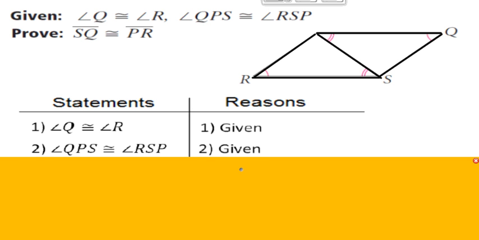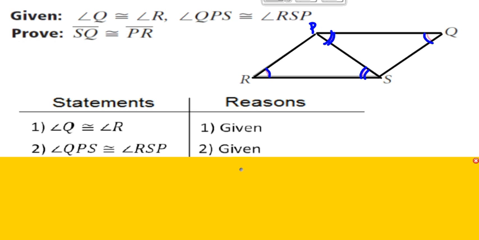All right, so I have angle Q and angle R are congruent. And then I also have angle QPS is congruent to angle RSP. So QPS, oops, I'm missing a P here. QPS is congruent to RST. Okay, that's given. There are my two things. I have two, I need three total.